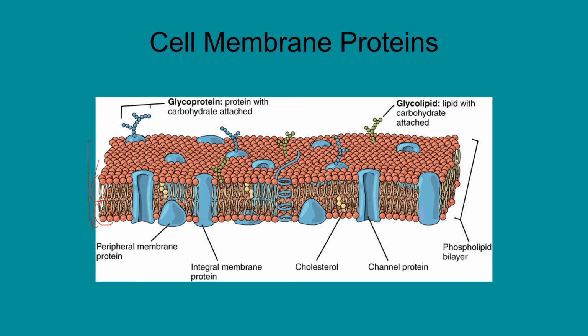Now, all of these bluish color structures, these are all proteins. So as I just said a bit ago, some of these proteins go the entire width. That's what we call an integral membrane protein. It means it extends the entire width. Some proteins are just going to be on one part of the surface. It doesn't go all the way through and extends out on the surface.